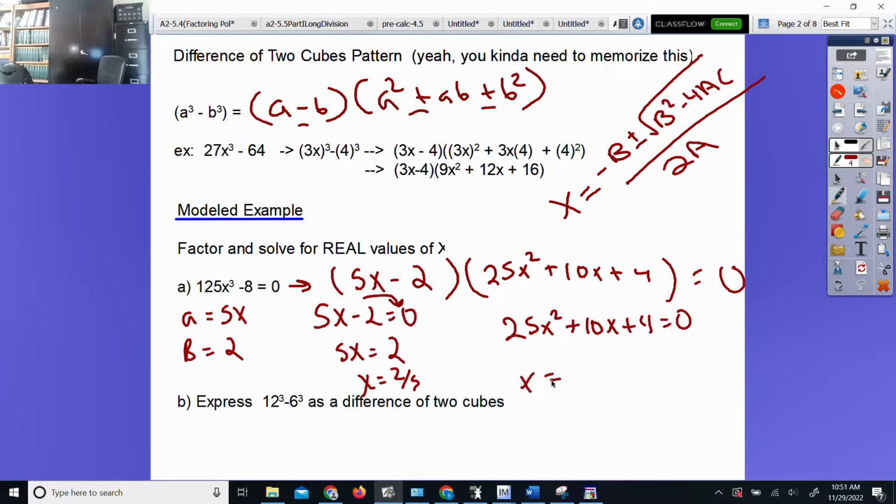Opposite B. What's opposite B going to be? Negative 10. Plus or minus square root. We're supposed to square that B, so 10 squared. Minus 4 times A, and what's the A value? 25. Times the C value of 4. A lot of y'all omitted this one on the last basics quiz. I don't think there'll be an omit this Friday. Over twice A. 2 times 25. Now figure out what's inside the radical.